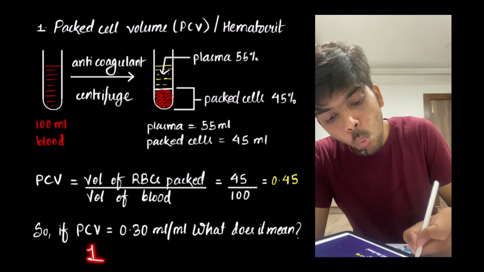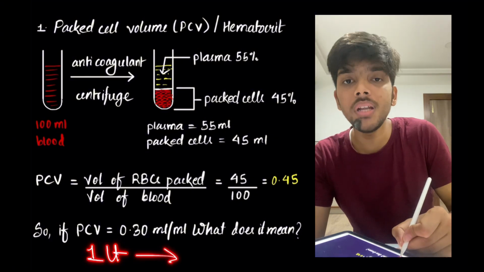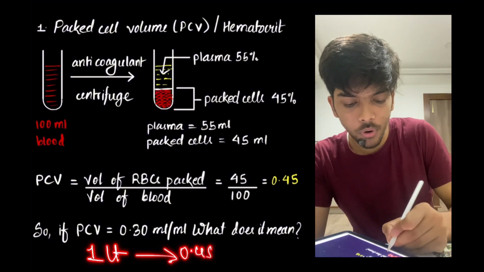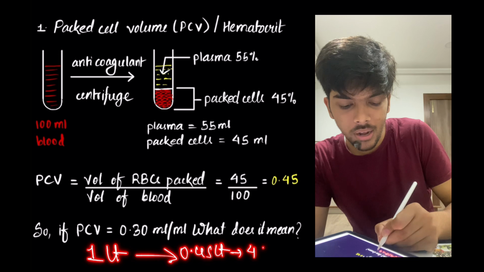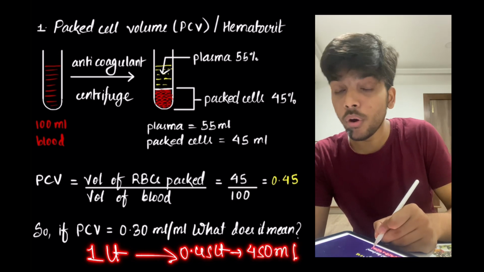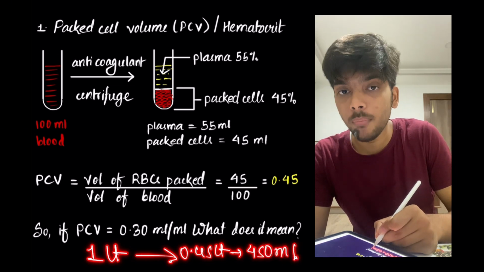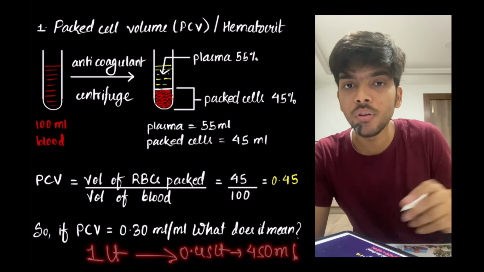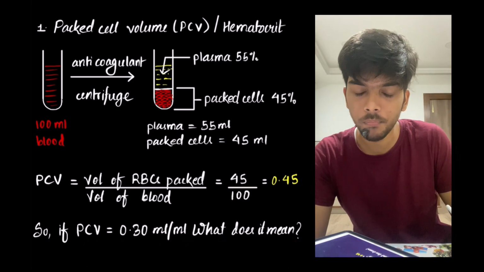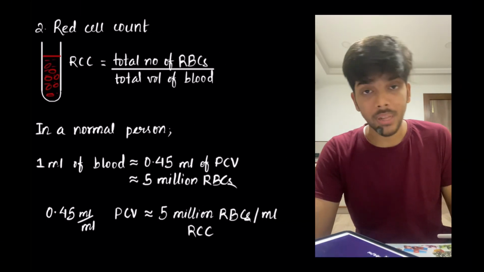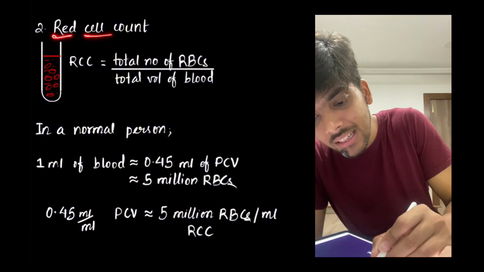If we have taken 1 liter of blood, then 45%, that is 0.45 liter or 450 milliliter, is going to be the volume of red blood cells. And what is that? That's your packed cell volume. Okay, second is red cell count.